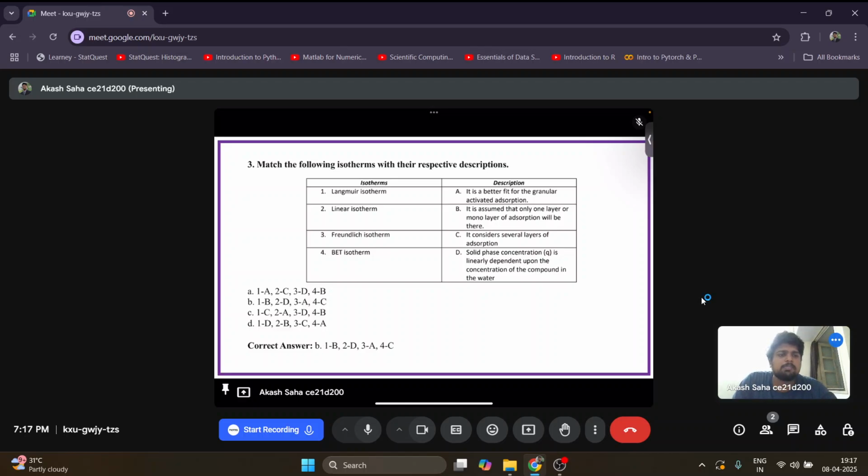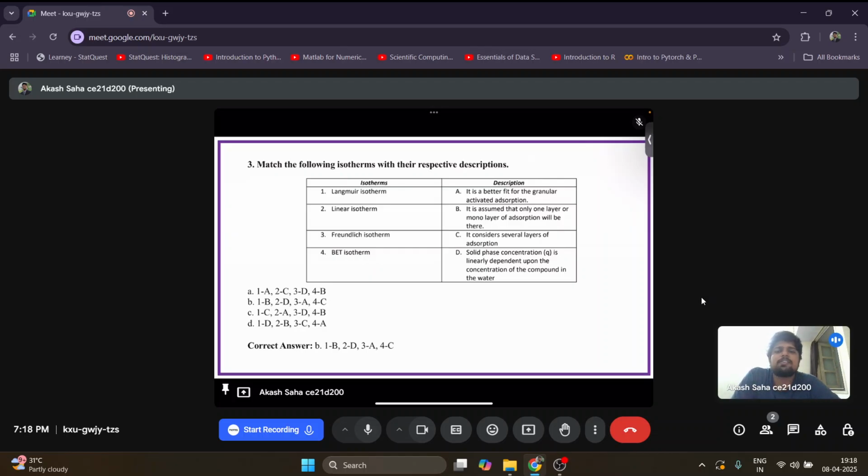assumed in a Langmuir isotherm that only one layer or monolayer of adsorption will be happening. Okay, so Langmuir always assumes that only one layer or monolayer adsorption will happen. Then the linear isotherm. As the term says, it is linearly dependent on the concentration of compound. So whatever the solid phase concentration is, it is linearly dependent on the concentration of compound in water. Since there is a linear dependency, it is called a linear isotherm, as the name suggests.